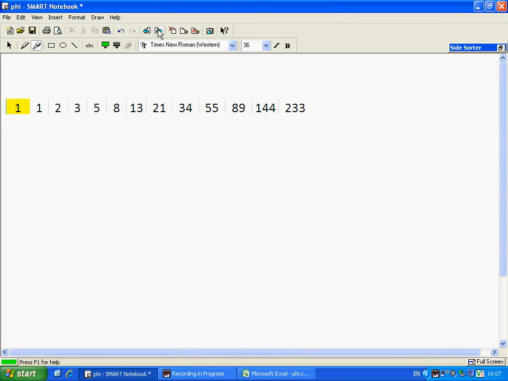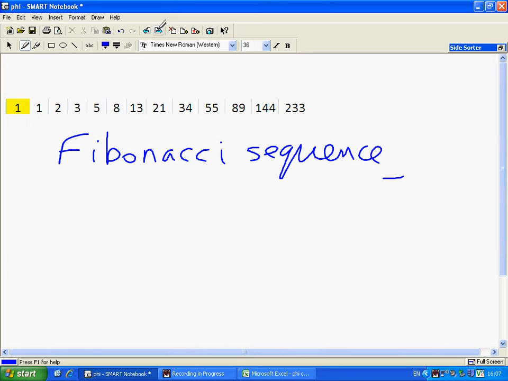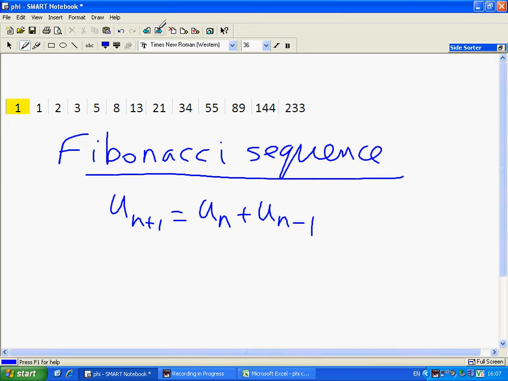All the Italian students will know this. What we have here is a famous sequence known as the Fibonacci sequence. And if you look at it closely, you can see it has a rule. You could write it down like this. Each term is the sum of the two preceding, and so on.